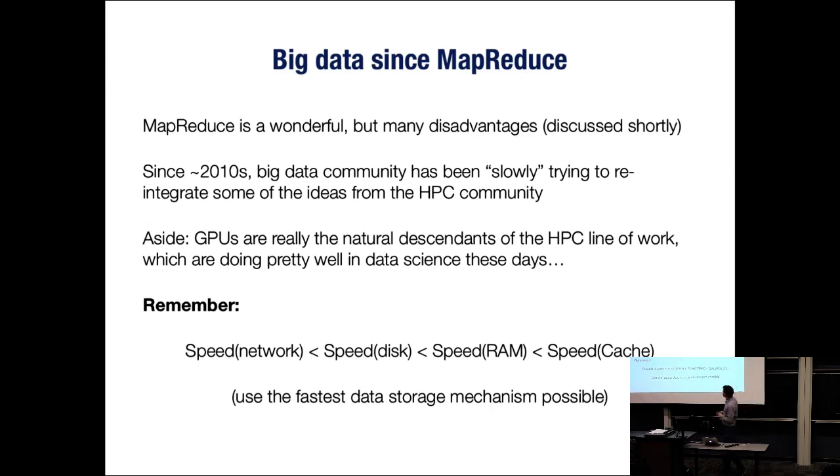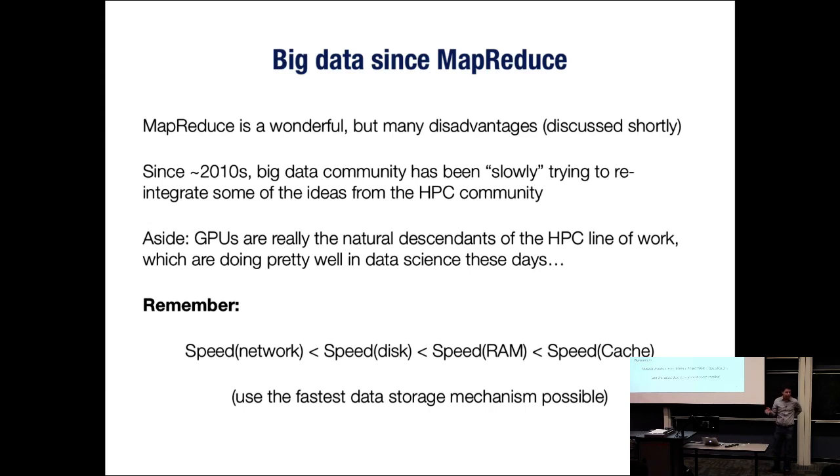The way I would characterize this is that since maybe 2010, I'm sure it goes on before then, but since sometime soon after MapReduce, the big data community has been slowly trying to look back at what HPC was doing and bring some of those ideas back into the fold, while still maintaining the resilience and the ease of use of the distributed computation we had. We're trying to bring back a little bit of the HPC lessons that everyone knows.